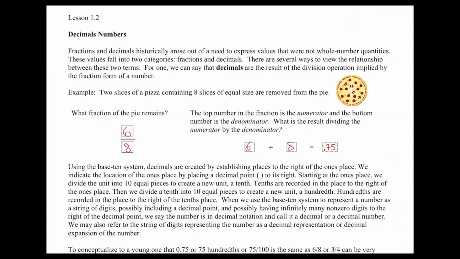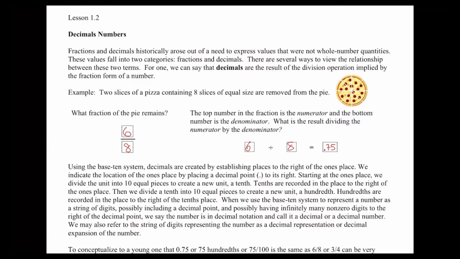So I'll read this blurb too because it's kind of important. Using the base 10 system, decimals are created by establishing places to the right of the ones place. We indicate the location of the ones place by placing a decimal point to its right. Starting at the ones place, we divide the unit into 10 equal pieces to create a new unit known as a tenth. Right? And so some people go through your entire life and have no idea why those values after a decimal point are called what they are. So this is the rationale. You're taking one whole unit and splitting it up into tenths. That's where the term tenth comes from.